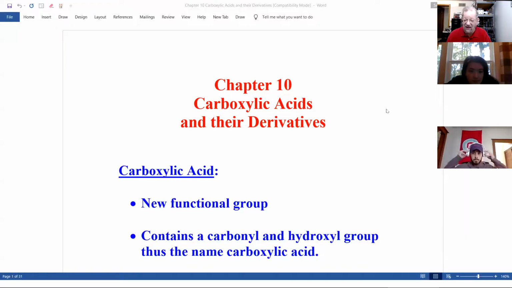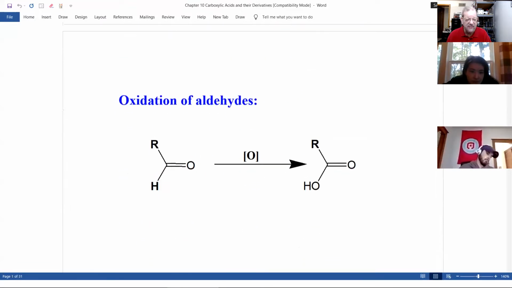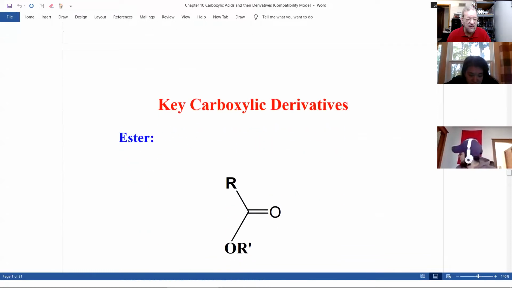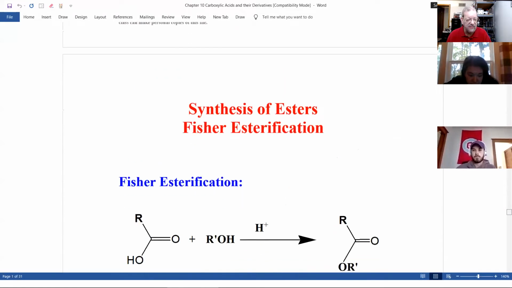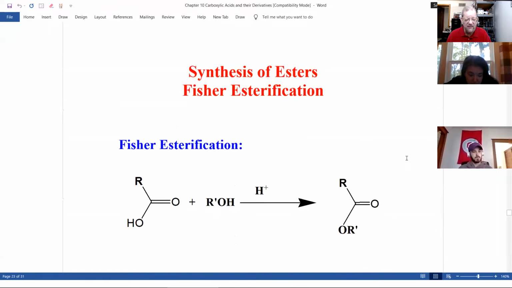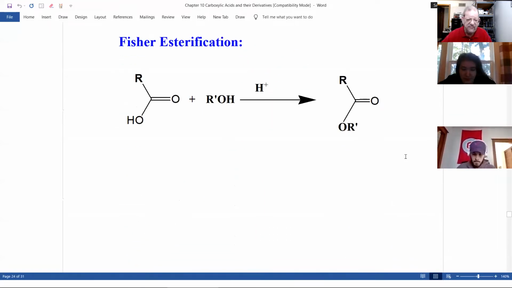All right, I've been talking about esters. And remember, how do you make an ester? You react a carboxylic acid with an alcohol and acid, and you make an ester. And let's quickly practice this, and you'll understand why in a second.